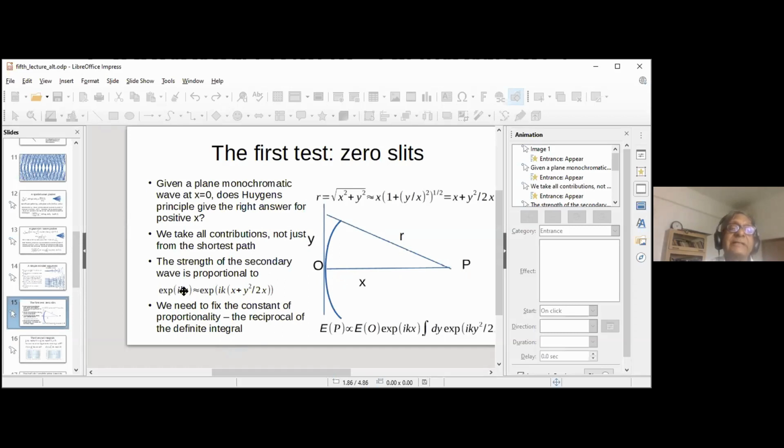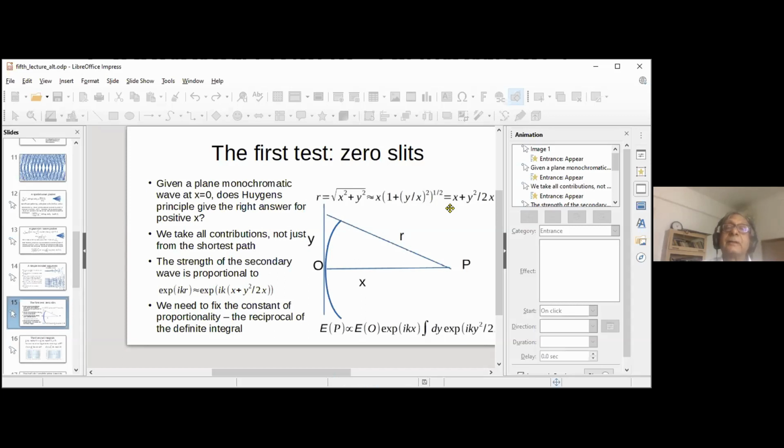So the phase kr is straightforward. It's just r divided by lambda into 2 pi. And that in this paraxial approximation is x plus y squared by 2x. And the justification for that using the binomial theorem is given here. So does that answer the question?